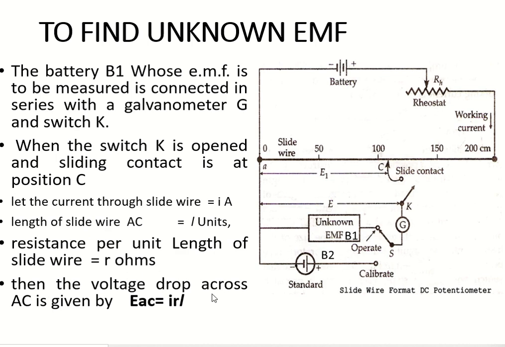Then the voltage drop across AC. This is the voltage drop E1. How will you find the voltage drop across AC, E1? Current into resistance. What is the current? I ampere is flowing through the circuit. What is the resistance of the circuit? Small r into length of AC. What is the length of AC? L unit. So E1 equals I into small r, resistance per unit length, into total length L. So voltage drop E1 is obtained.